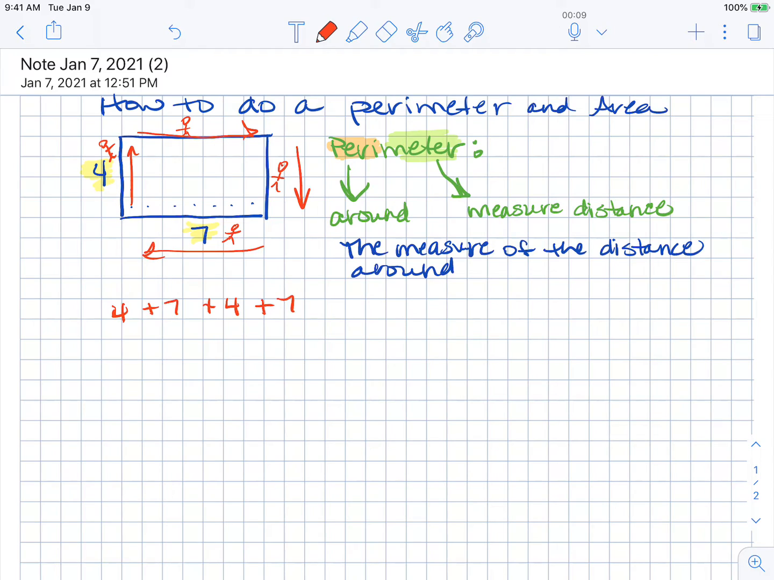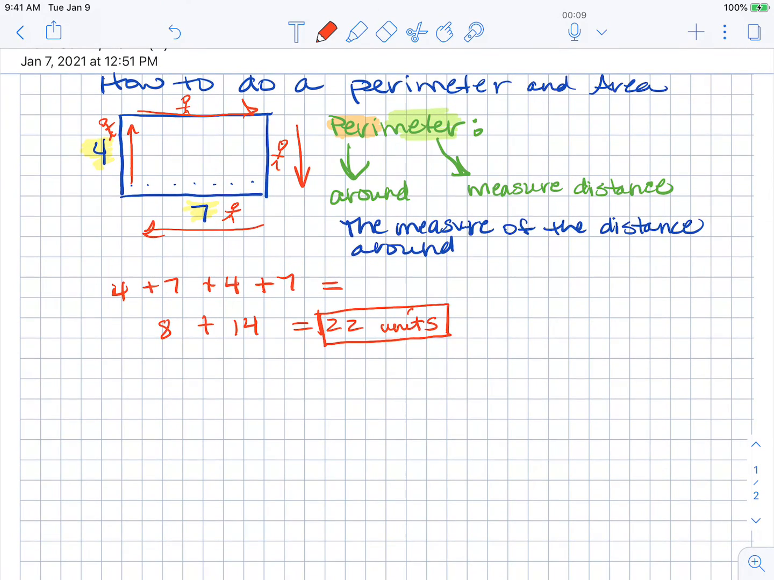So when I want to find the perimeter, I'm finding the measure of the distance around, and I would just add these things up. I'm going to combine them in a way that makes it easy for me. I'm going to say 4 plus 4 is 8, and 7 plus 7 is 14. And when I add those together, I get 22. Okay, so 22 units, whatever that is, around. So that's my perimeter, just the measure around. Area is how many are inside the box.